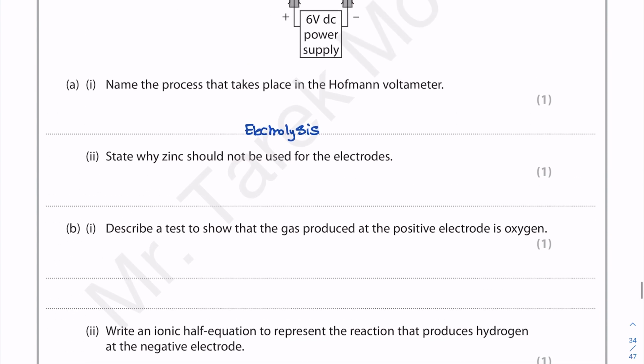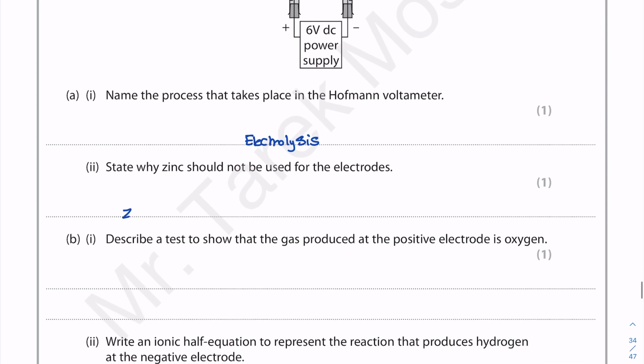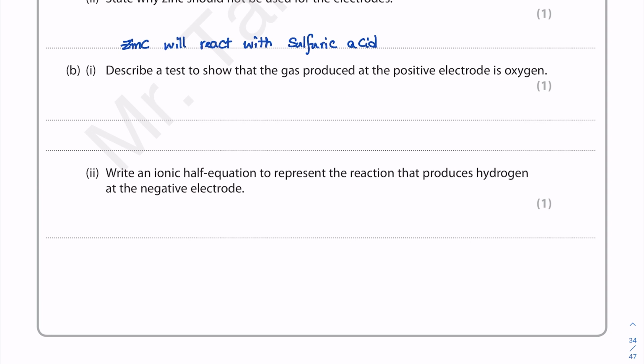Why should zinc not be used for electrodes? First, zinc is an active electrode, it's not an inert electrode. It will react with the sulfuric acid. So we can say that because zinc is not an inert electrode, it will react with sulfuric acid. Describe a test to show that the gas produced at the positive electrode is oxygen. The test for oxygen is a glowing splint, which relights. So oxygen gas relights a glowing splint.